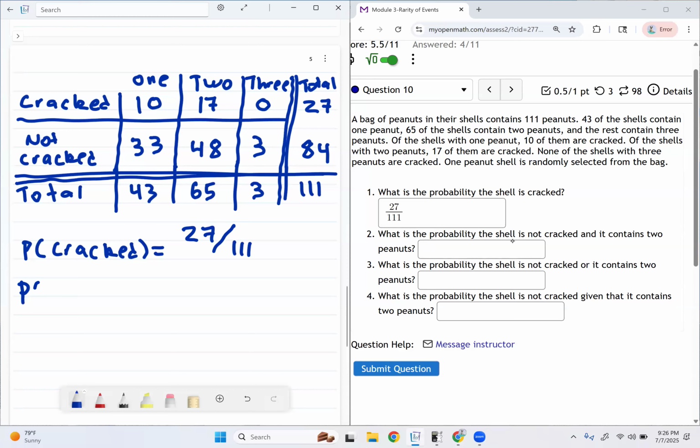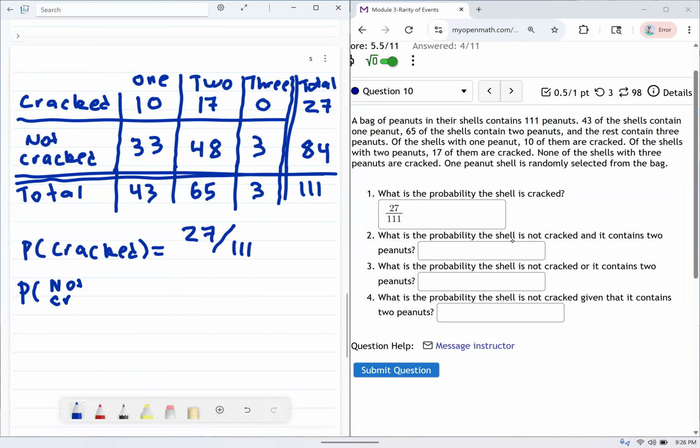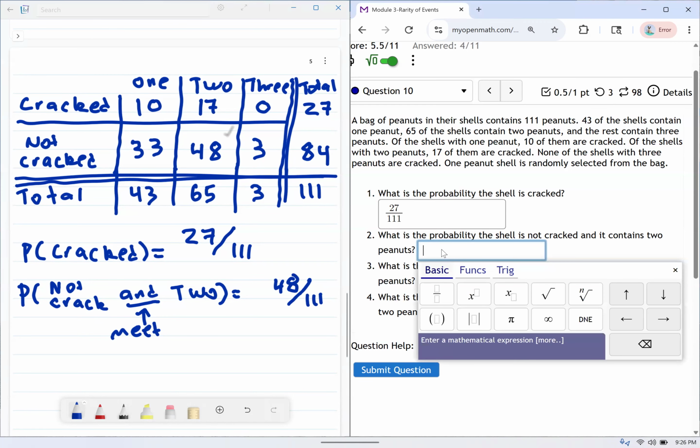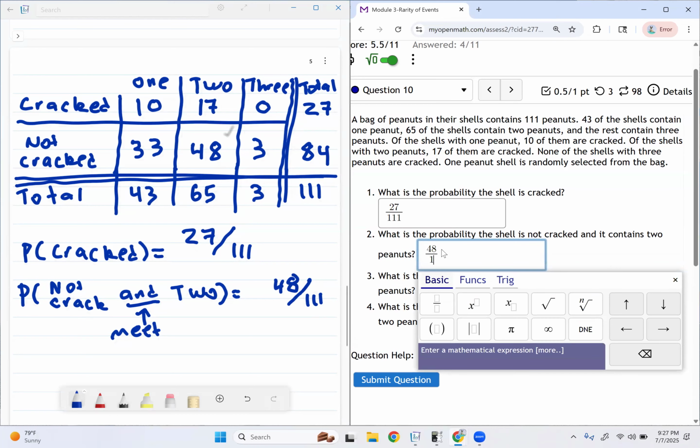For the next part, it's looking at not cracked and contains two peanuts. This is still out of that same total 111. That total doesn't change unless it's a given style question. I'll repeat that. The denominator will only change for given style problems. When I'm looking at and, I want to see where these things meet. So if I go to not cracked in 2, I see that I have the value 48 sitting there. I'm going to try typing in that fraction as is, 48 out of 111.